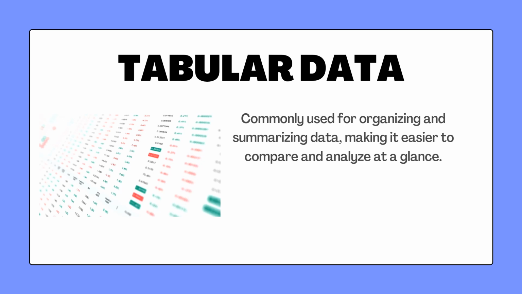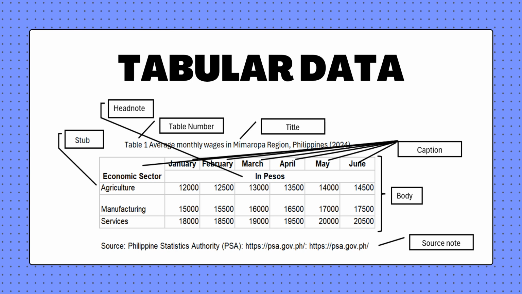Businesses use tabular data to track sales, expenses, inventory, and other operational metrics. Tables are commonly used in organizing and summarizing data. Tables should be simple, easy to read and understand, and should contain only relevant data. A table essentially consists of the following parts.